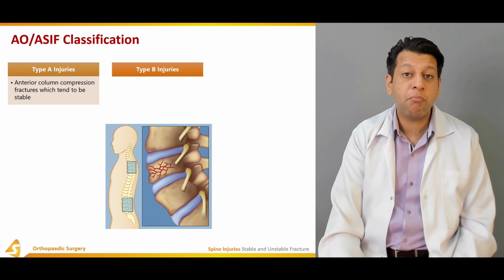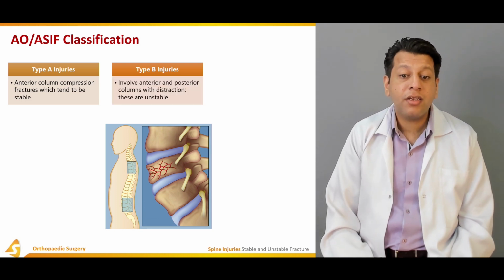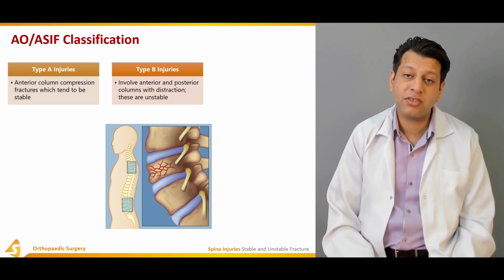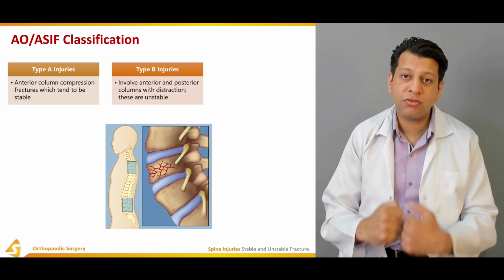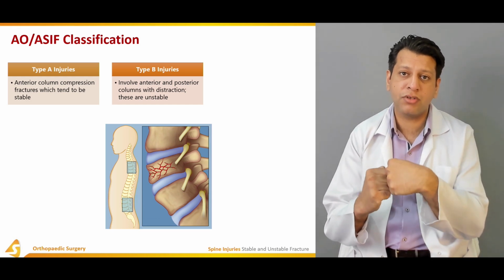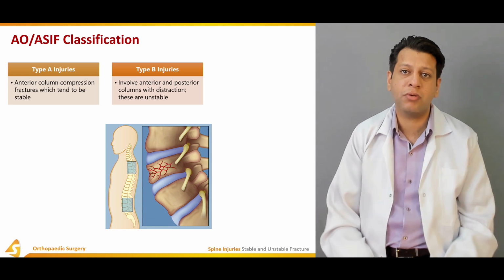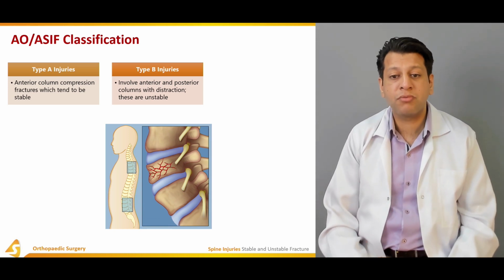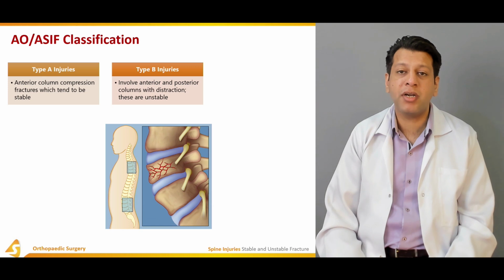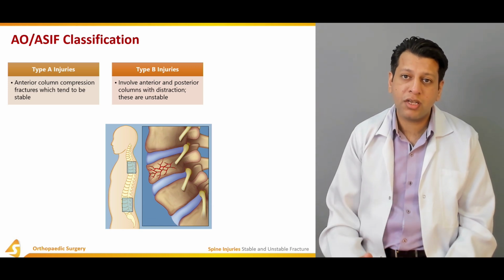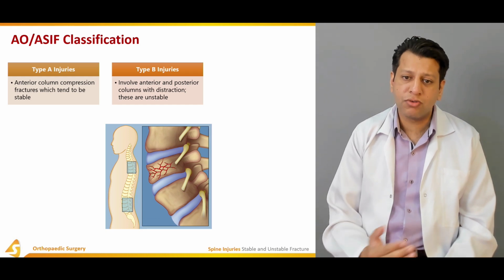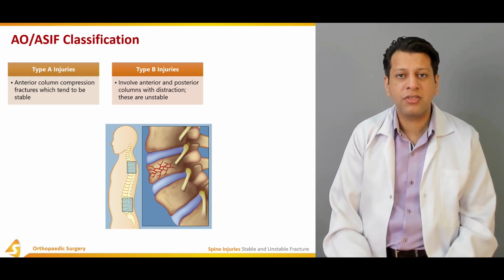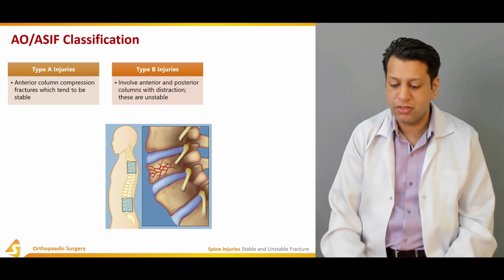Now, coming to the type B injuries, they involve the anterior and posterior column with distraction, and these are unstable injuries. There are usually flexion distraction injuries in which there is flexion, and the vertebrae come like this and then get distracted as well. This is further subdivided into B1, B2, B3, depending upon whether only osseous elements are involved or ligamentous elements are involved as well. So most commonly, when there is a flexion distraction injury, it becomes a type B injury.